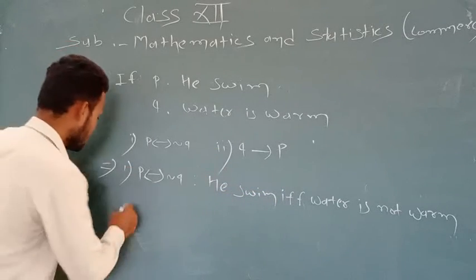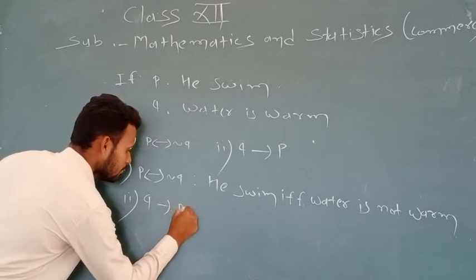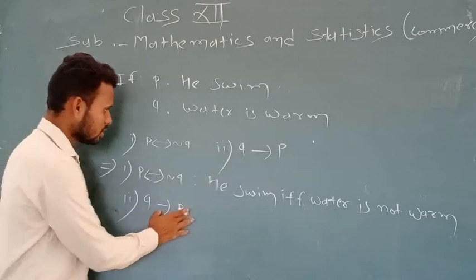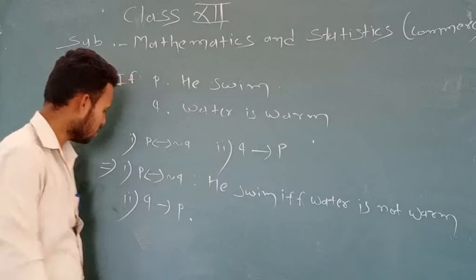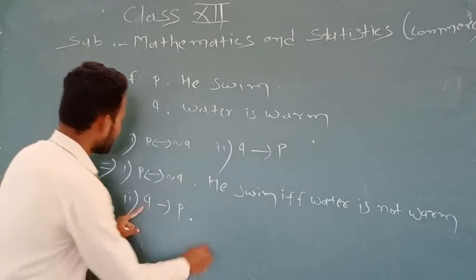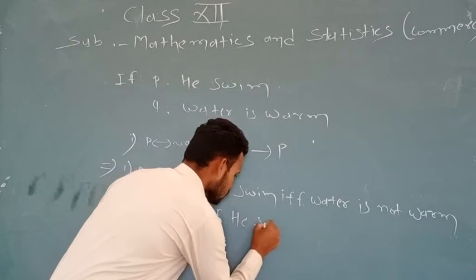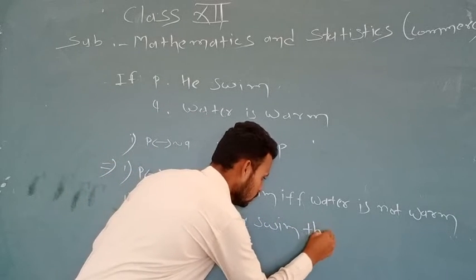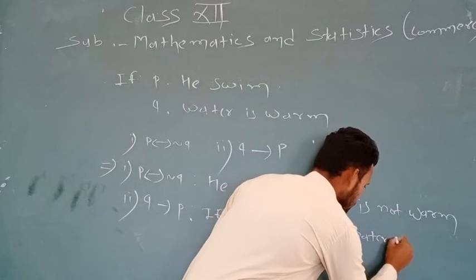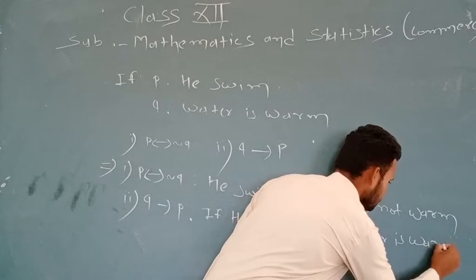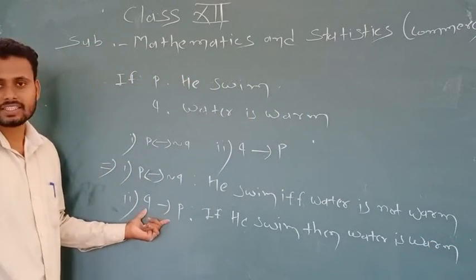Now next, the second statement: Q implies P. This symbol means if-then. Basically Q implies P: if he swims, then water is warm. This is the required verbal statement of the given symbolic statement.